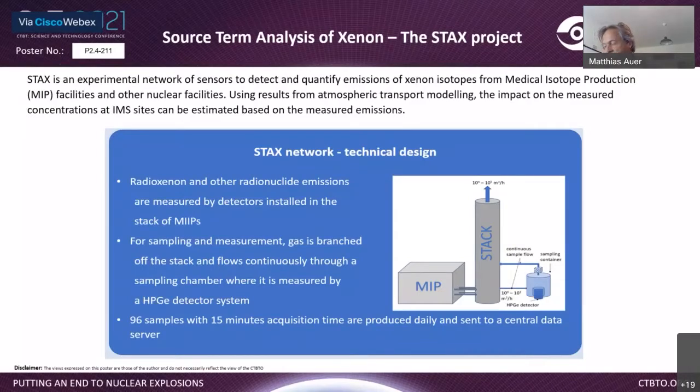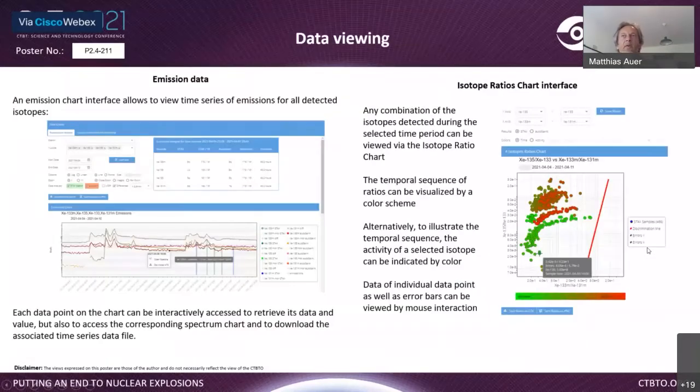There are other presentations on that and other authors. This poster focuses on the data processing and analysis infrastructure. So it shows how the data are being processed and how they're analyzed. And there is a web-based interface that is available to authorized users where the data can be viewed. And there are some examples on what data are available and how they can be viewed.